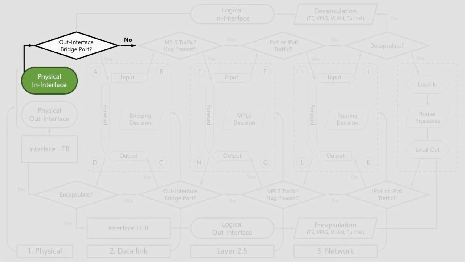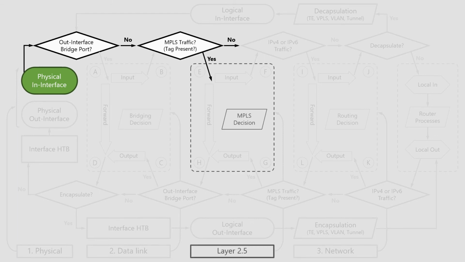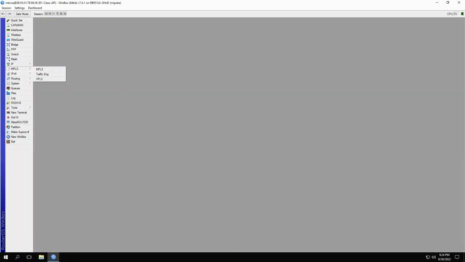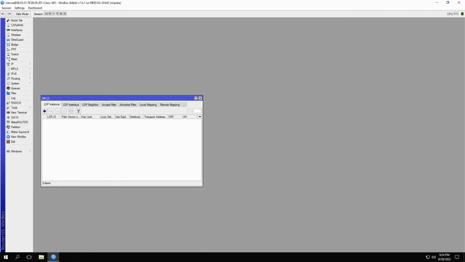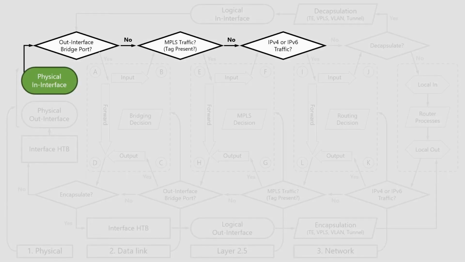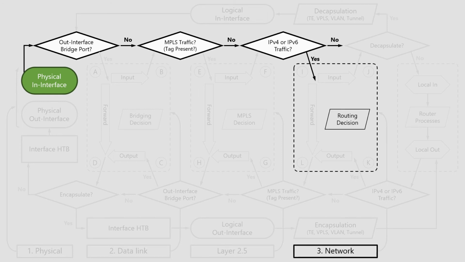However, since we have no bridged interfaces on the class AP, the packet moves on to the next conditional step and asks whether the traffic is an MPLS traffic that uses tags or labels. If the answer is yes, it will enter the MPLS decision on layer 2.5. You can access the MPLS window from the MPLS menu and the submenu with the same title. And finally, the packet reaches the conditional step that asks whether the traffic is based on IPv4 or IPv6.